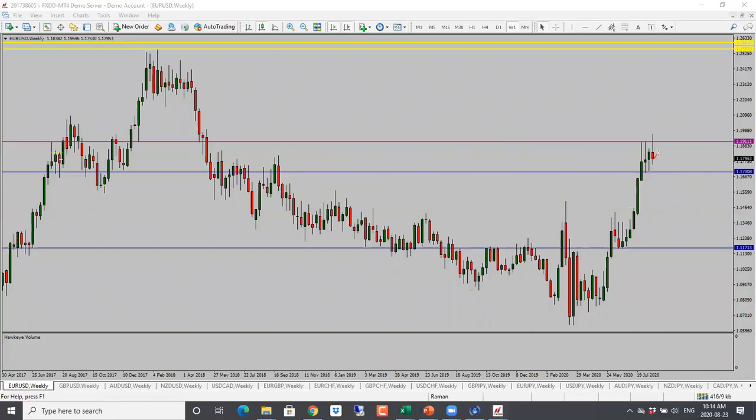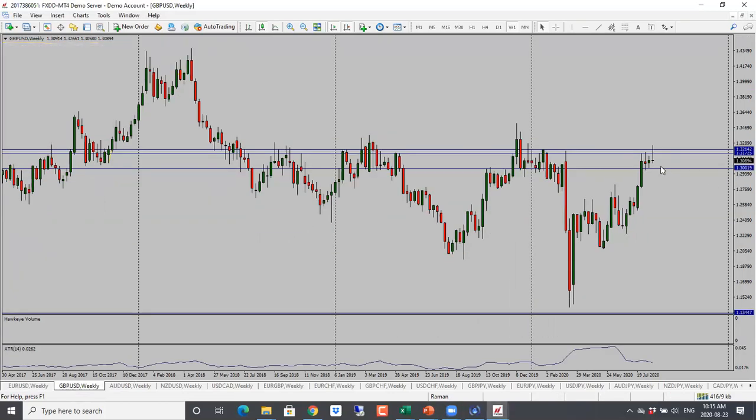Now watch out for a bit of a pullback and then looking for a drop, but still looking for price to trade within this range that it has formed over the last few weeks here. So bias here is bearish and looking for a move towards 1.1700 here. So bearish bias for euro dollar.